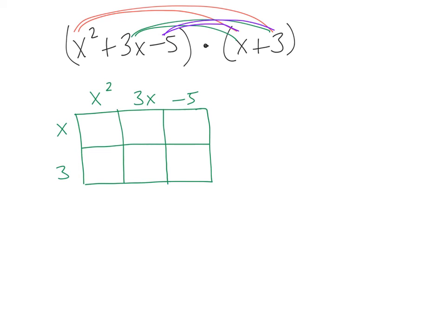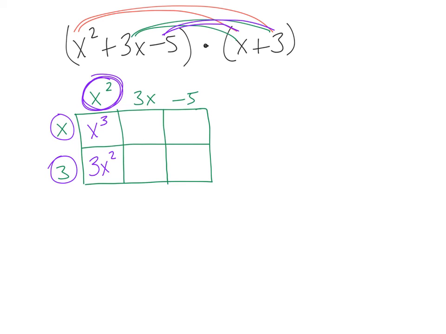Sometimes I lose my place when I'm doing that, which is why I like to use the box, which is what I have here. On the box, I'm taking the top and the side and multiplying them by each other. For example, on the top left-hand corner, I've got x squared and x. So x squared times x is x cubed. Then I have x squared again times 3. X squared times 3 is 3x squared. So I filled in that column.